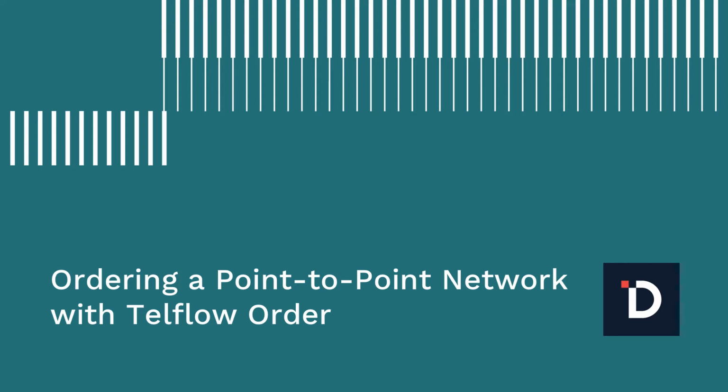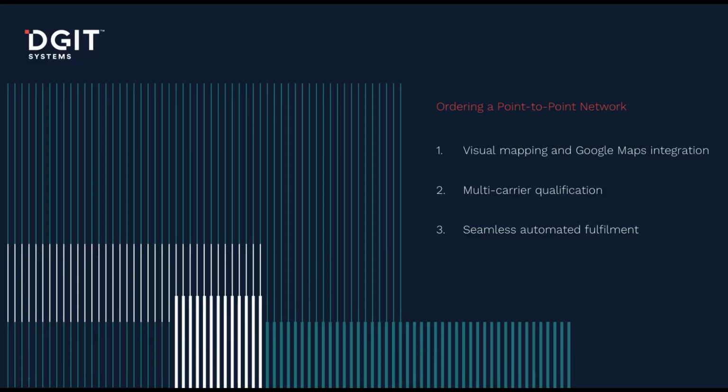In this video, we're going to show you how a customer can quickly and easily place an order for a point-to-point network using Digit's seamless order management platform, Telflow Order. First, we'll demonstrate how each site in a point-to-point network can be located and validated via Telflow's Google Maps integration. Then, we'll show you how these sites can be qualified in multiple systems with multiple carriers.